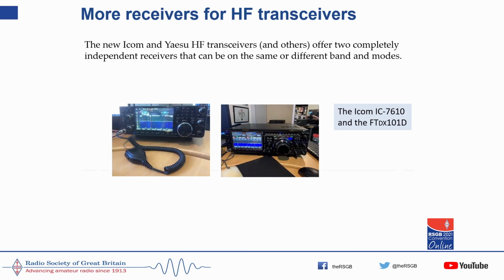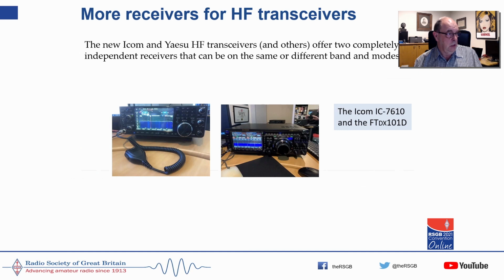So the new radios offer two independent receivers. That's a big step forward with these SDRs. The older radios had dual watch, which was sort of two receivers in the same band. But these radios can have two, and you can monitor two completely different bands at the same time. So you could monitor a band to see if your friend turns up for a sked while you're working another station on CW on a different band.